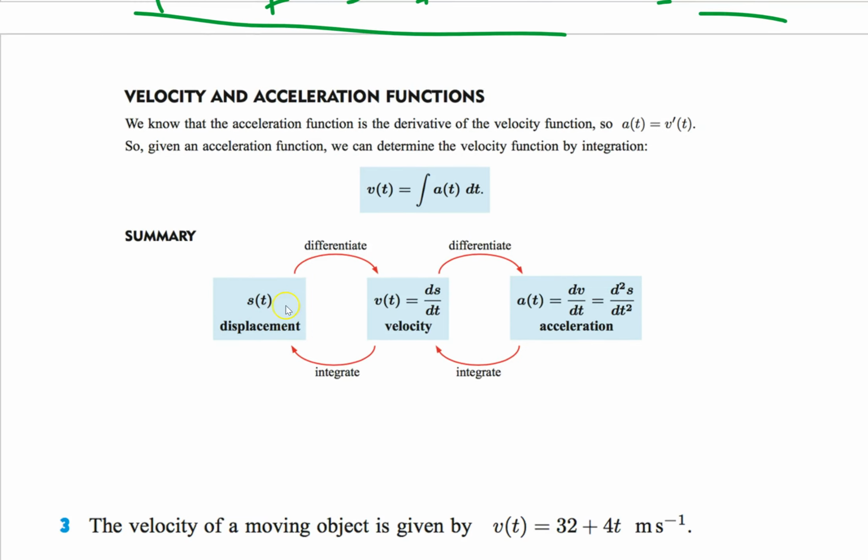Okay, so we want to talk about this some more generally, review some general ideas, right? So remember, displacement, take a derivative, get velocity, take a derivative, get acceleration. If you want to go backwards, you integrate. Now, why is this important? This is what IB loves to ask about.